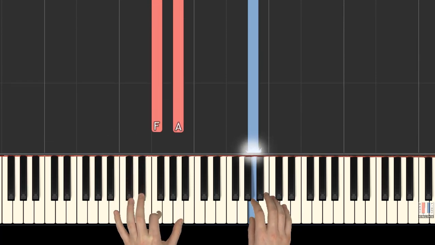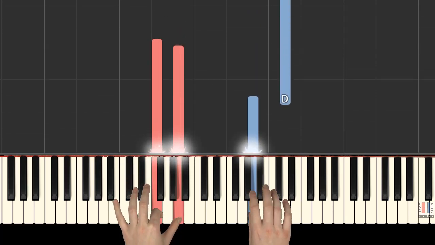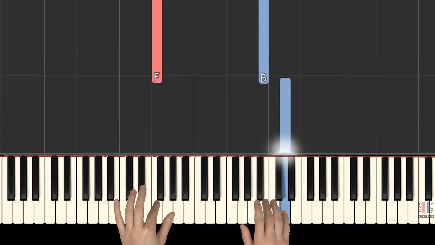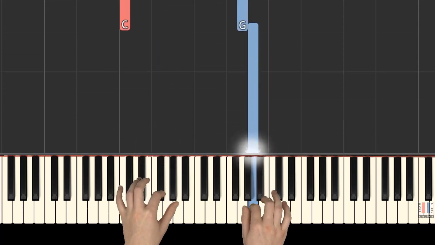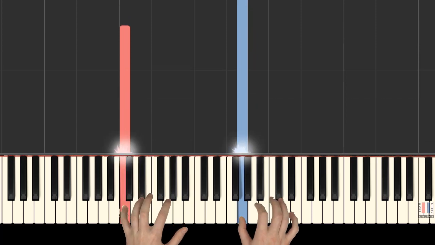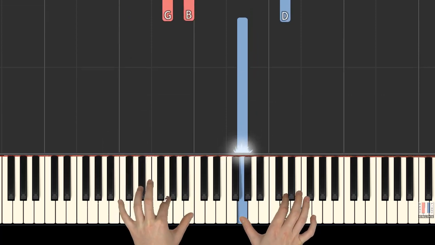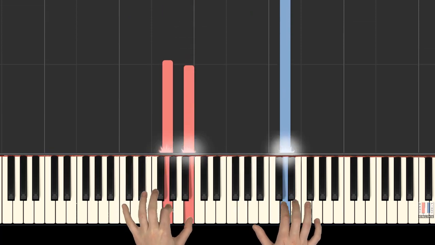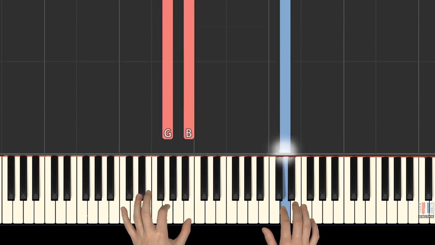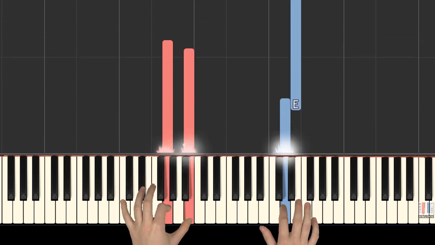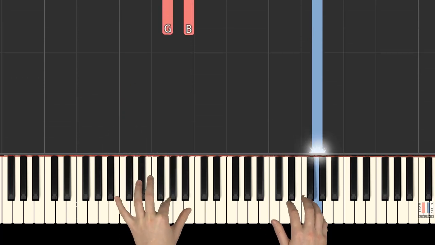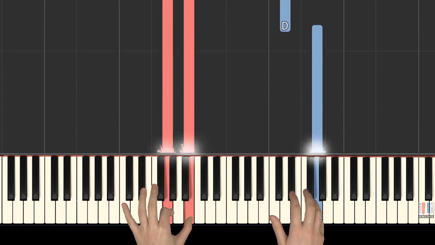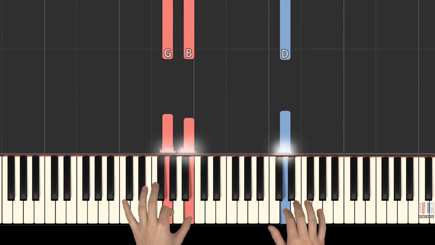left hand F and A, right hand 5th is on D, together F and B, 2nd is on A, C and G, left hand G and B, right hand 2nd is on D. Repeat the left. Right hand 3rd is on E. Together. Left hand G and B. 2nd is on D. Together.